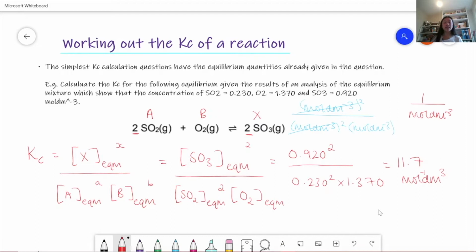I've also rounded it to 3 significant figures because in the question everything has been rounded to 3 significant figures. So that's what gives us a clue as to what to round the answer to.